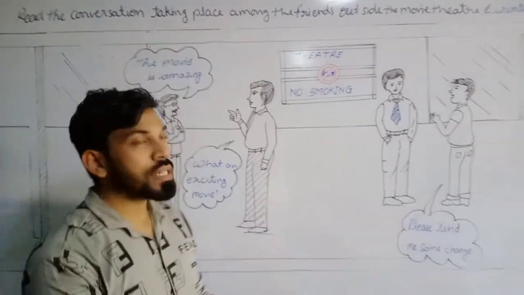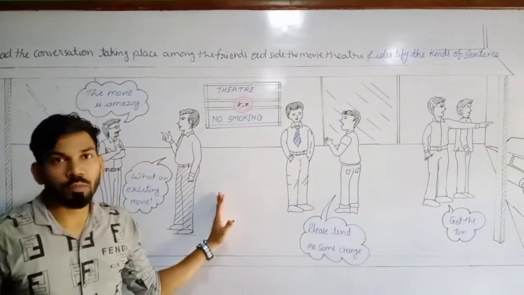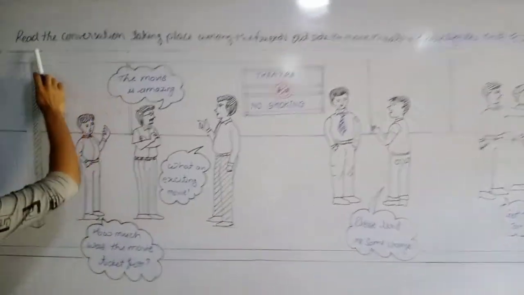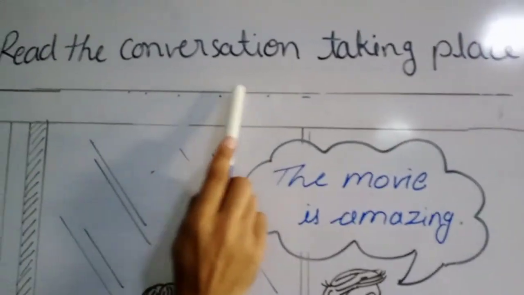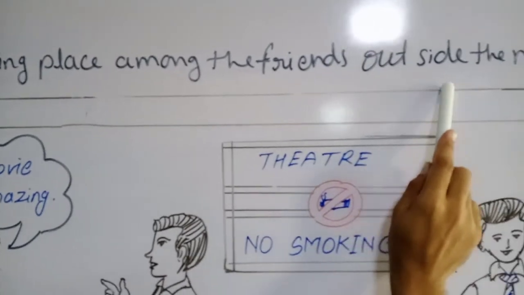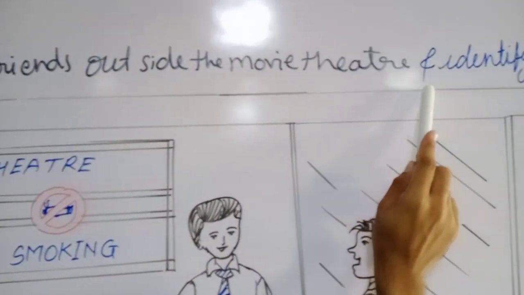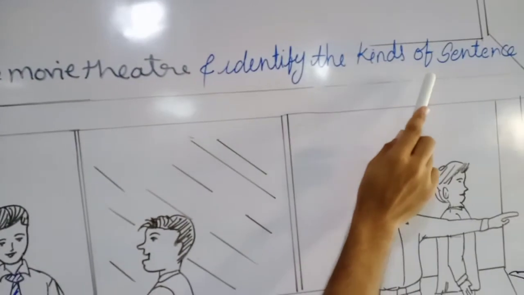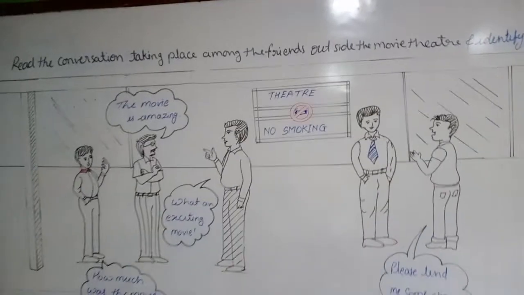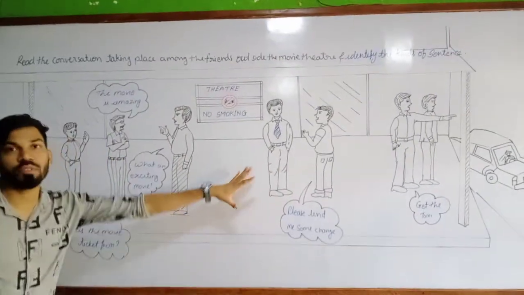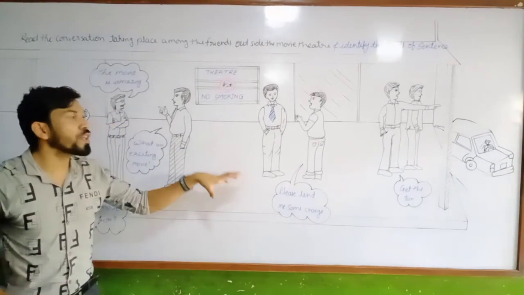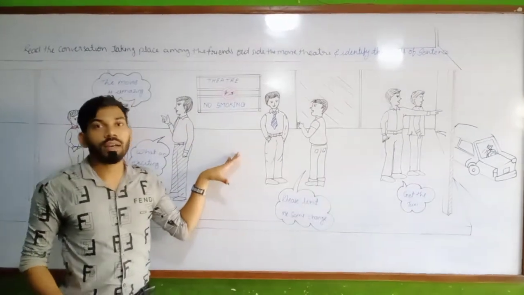So you can see here we have a picture on the board. On the basis of that we are going to do the activity. Let's see. Read the conversation taking place among the friends outside the movie theater and identify the kinds of sentences. So you can see there is a diagram, a picture of the friends who are communicating among themselves regarding the movie or any other things outside the theater.